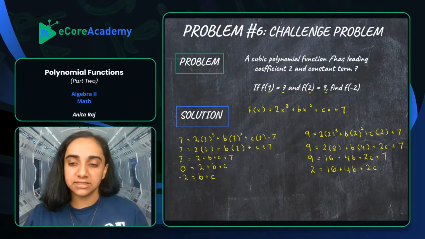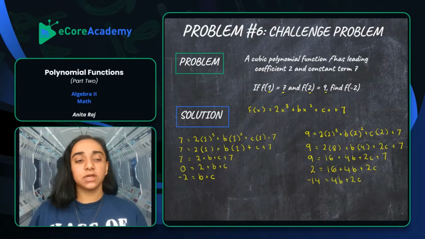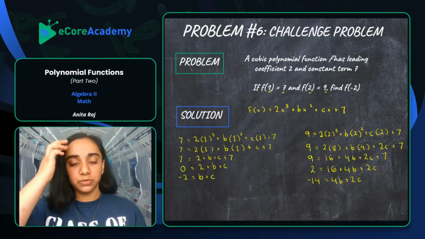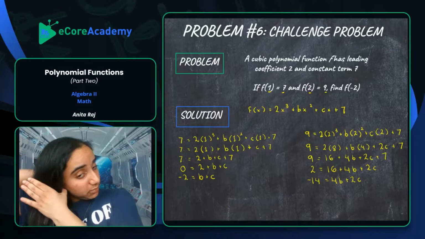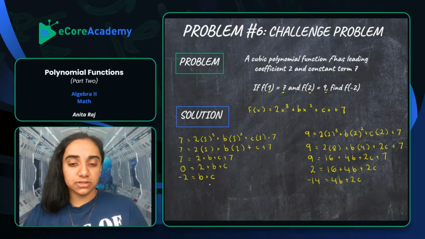And we can subtract 16 from both sides. 2 minus 16 is negative 14, which is equal to 4b plus 2c. Again, we're trying to isolate the b and c variables. Okay, so the next thing we're going to do is use the elimination method. So we've gotten it down to just the b and c variables, and we're trying to figure out what they are. So we're going to use elimination.